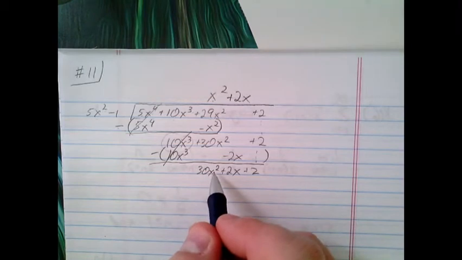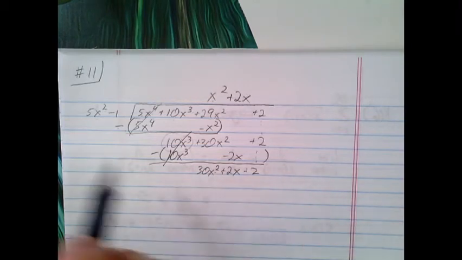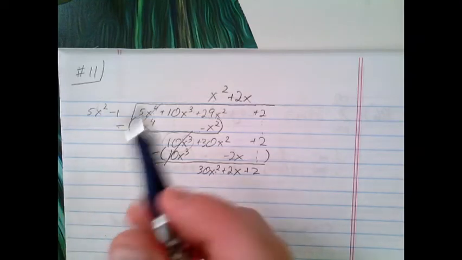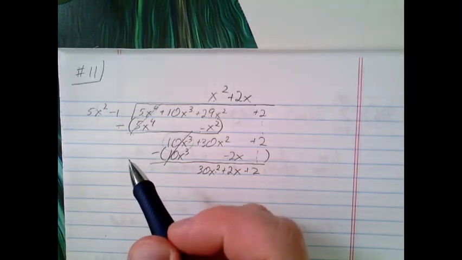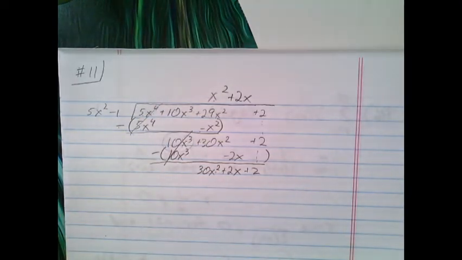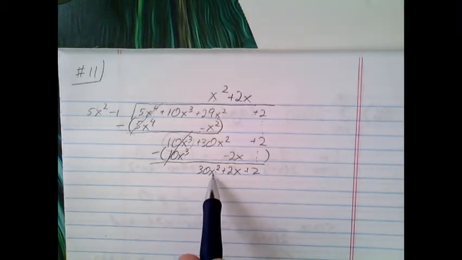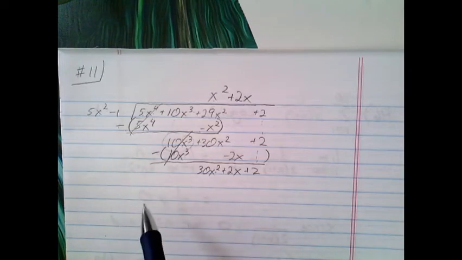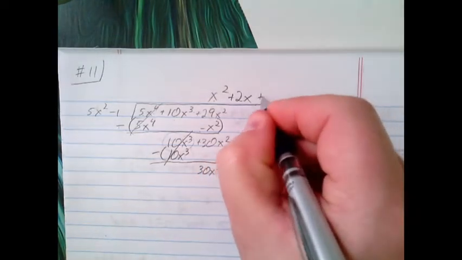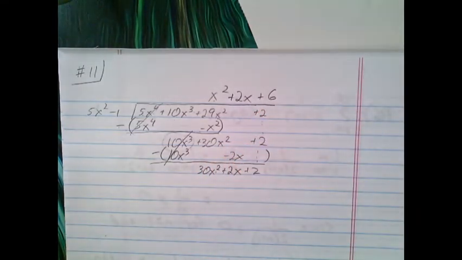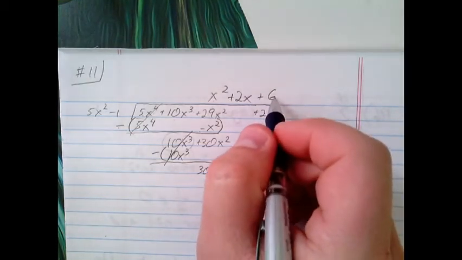Alright, now as long as my dividend has a degree that's at least as high as my divisor, I want to keep dividing. So one more time I'll divide. So I'm going to take 30x squared, divide that by 5x squared. That'll give me just a 6. Okay. And that'll be the final term of my quotient.